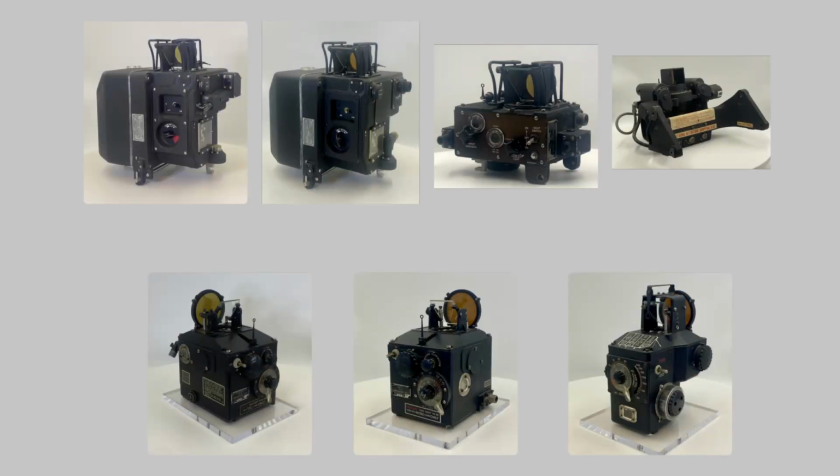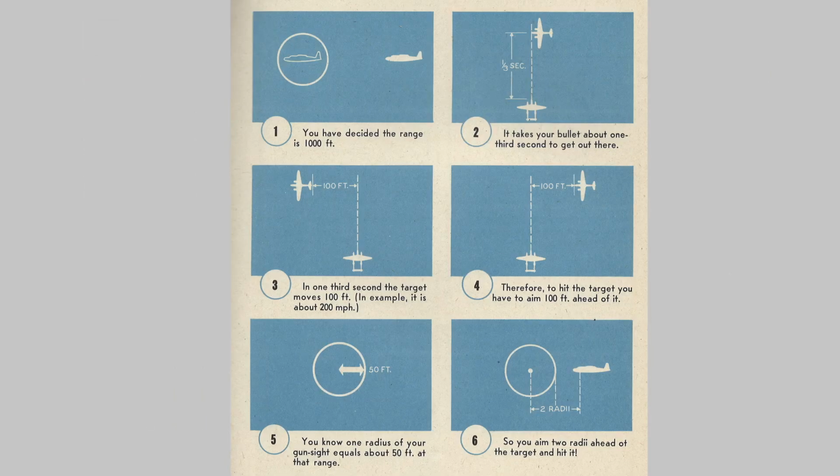The K series of computing and compensating gun sights were used by U.S. Air Force heavy bombers throughout World War II. They were intended to solve aerial gunnery's greatest challenge, calculating the deflection needed to hit a target from any position. In simple terms, deflection is how much the gunner needs to lead his target.